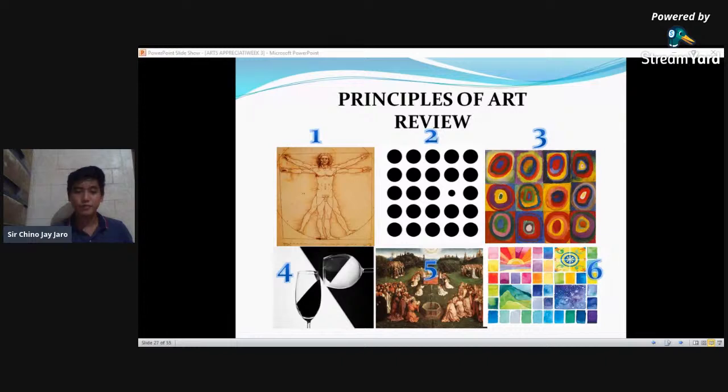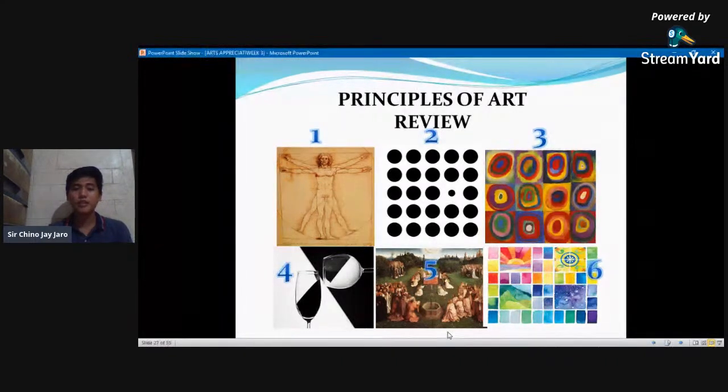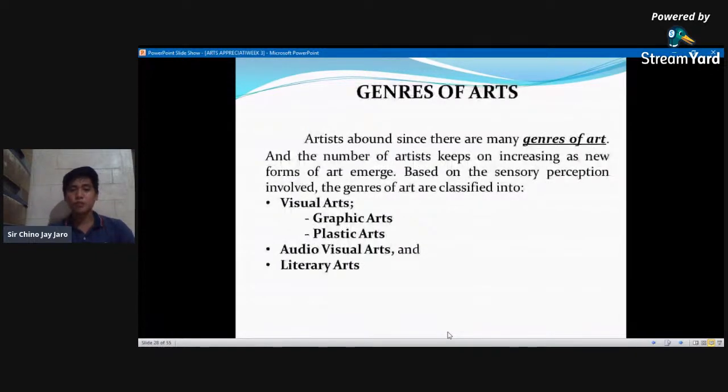Then next, we are done already with principles of art. No? Sasagutin natin yung mga katanungan na ito or mga picture na ito kung saan ba siya nabibilang on our part 2. Okay? Let us proceed to the genres of arts. No, genres. It's somewhat related to French word po, no? Kaya hindi siya nababasa at genres. Genres po talaga.